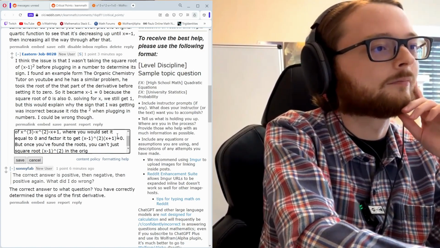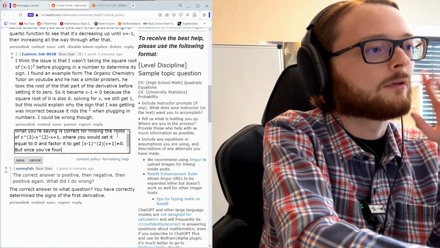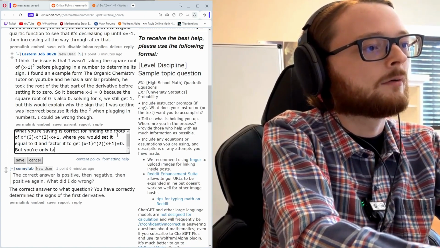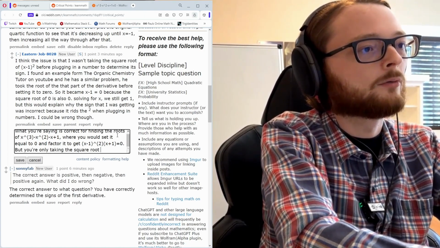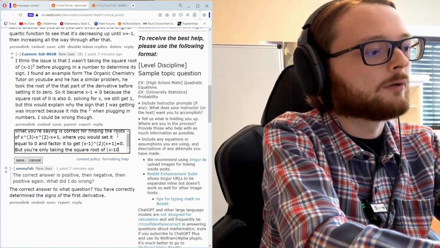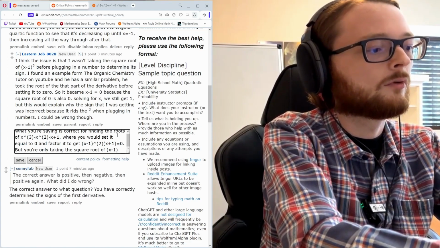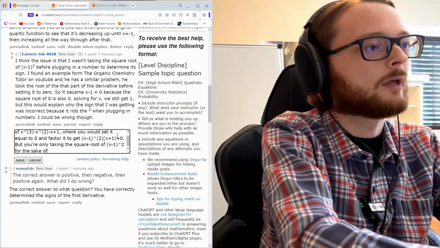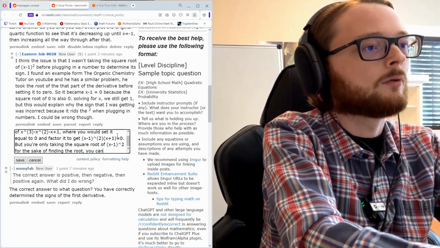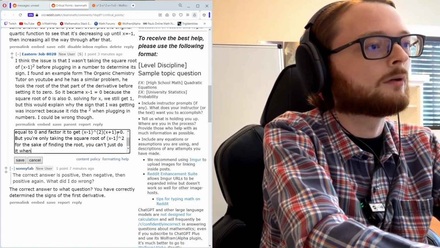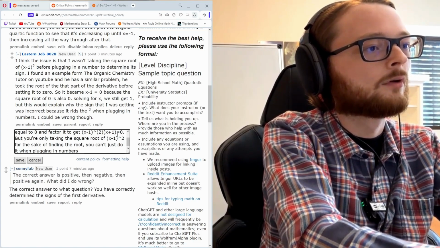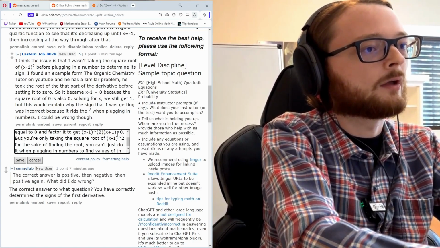Well, this is explained poorly. Only taking the square root of (x minus 1) squared is for the sake of finding the root. You can't just do it when plugging in numbers to find values of the function.